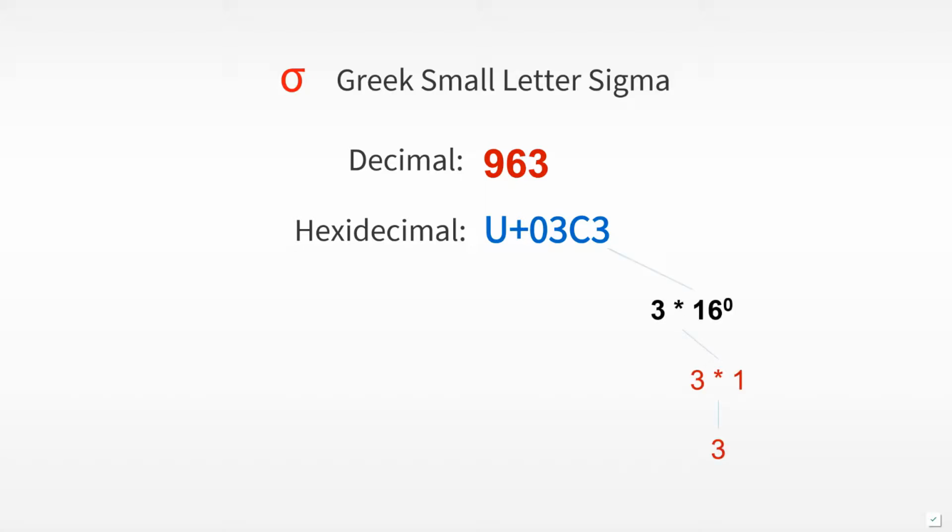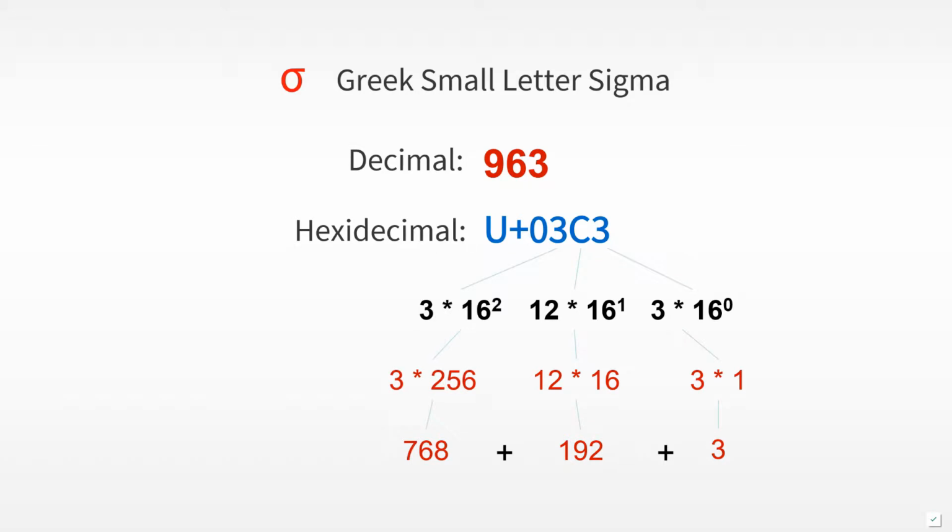So we can represent the 3 as 3 times 16 to the power of 0, which is equal to 3, plus the number c, which corresponds to 12 times 16 to the power of 1, which ends up being 192, plus the number 3, which corresponds to 3 times 16 to the power of 2, which ends up being equal to 768, plus 0 times 16 to the power of 3, which of course is 0. So if you add up these numbers, you once again get 963.